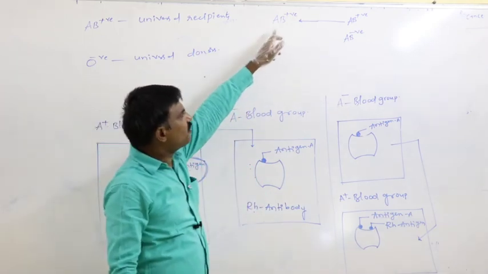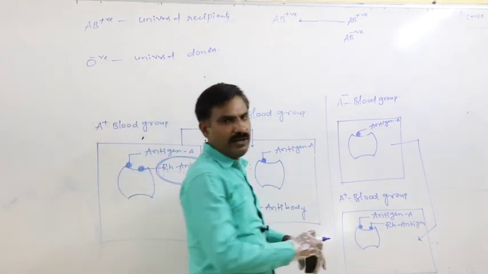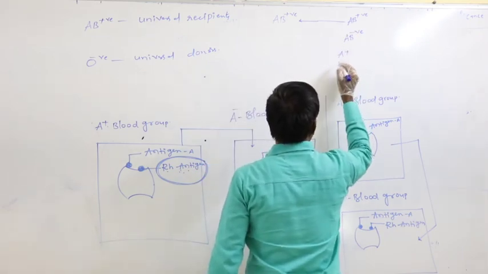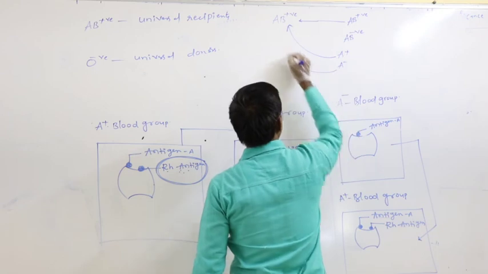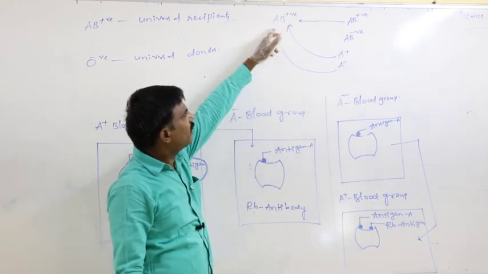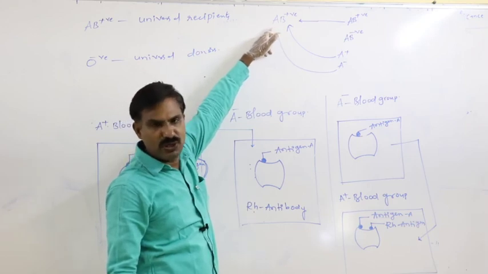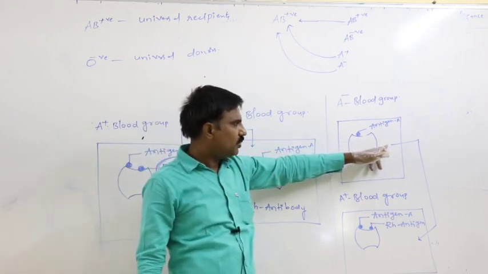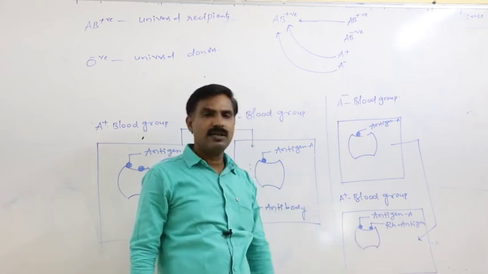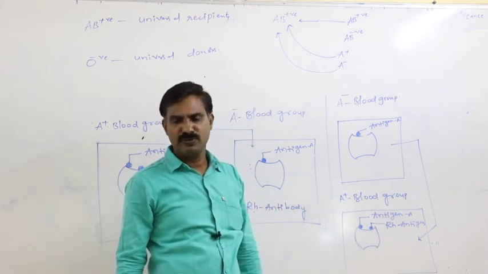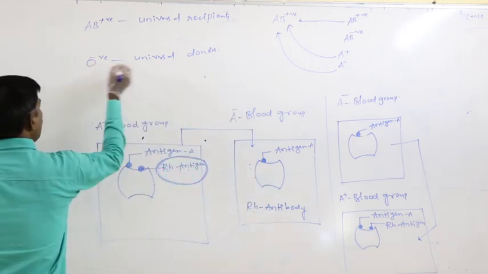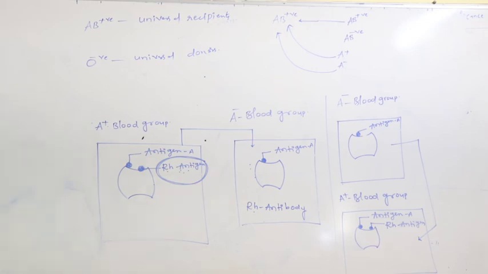In this particular case, we can transfer AB negative blood or AB positive or A positive or A negative. Though negative blood reaches into a positive person's body, inside of the positive person's body Rh antibody production does not take place. Similarly, O negative only we have to refer to as the universal donor.